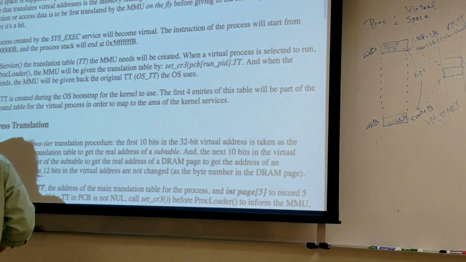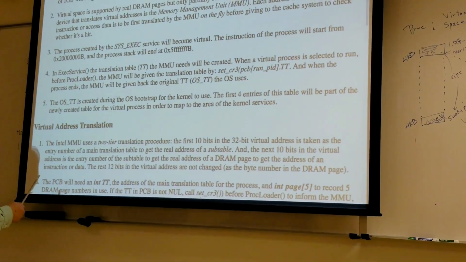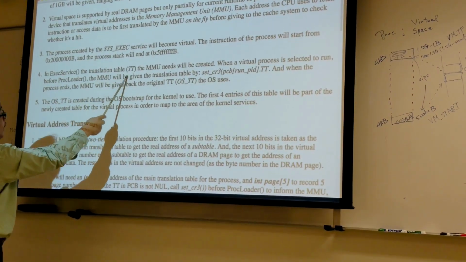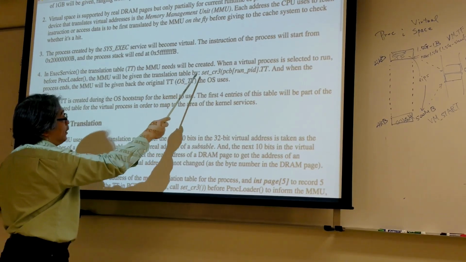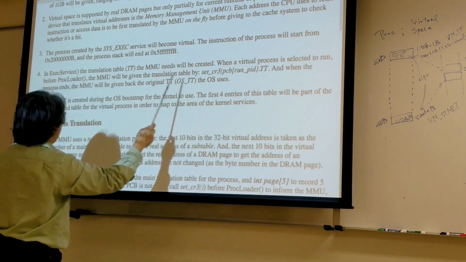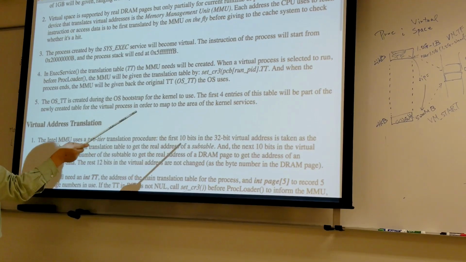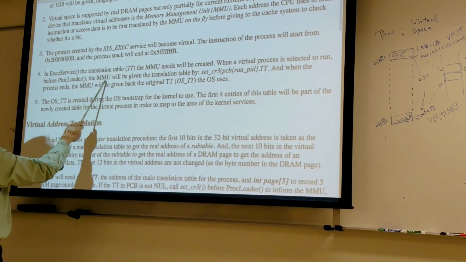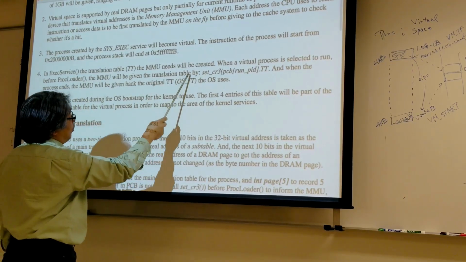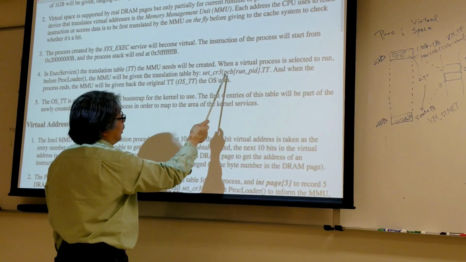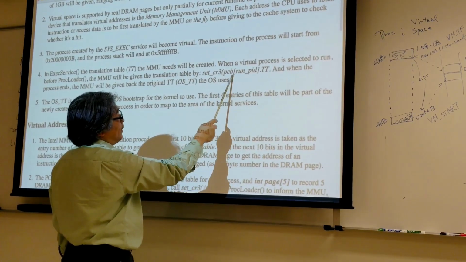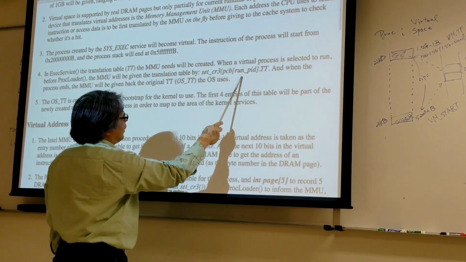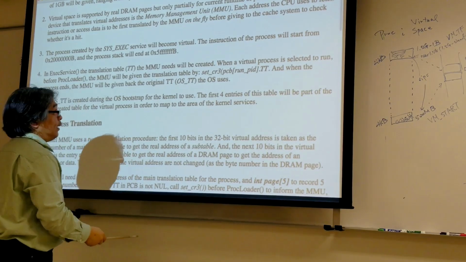And the translation, okay, so virtual address translation. In the exec service, the translation table, TT, the MAU needs will be created when the virtual process is selected to run. After creation, when this process is going to run, before the program loader, the MAU will be given the translation table by setting the MAU with the given TT. That's recorded in the PCB, as we created this TT in the exec service.